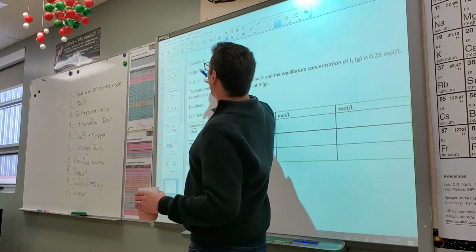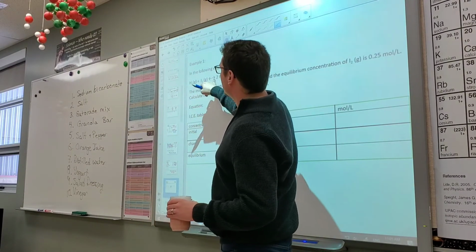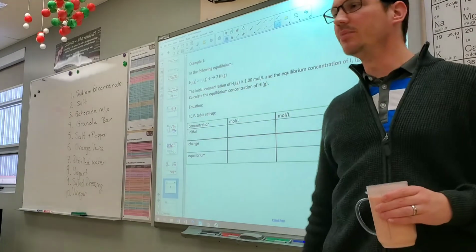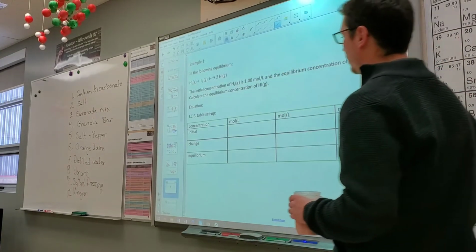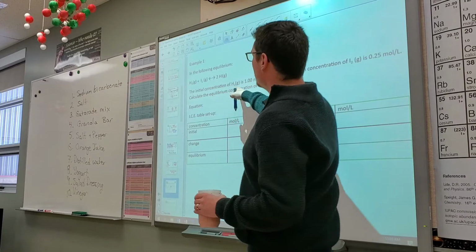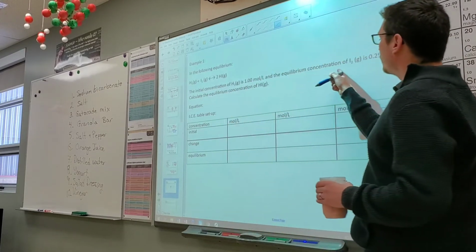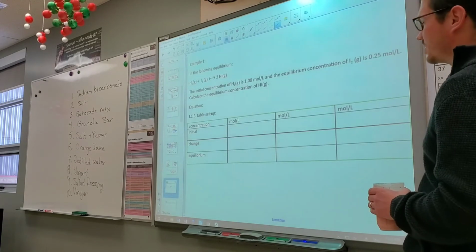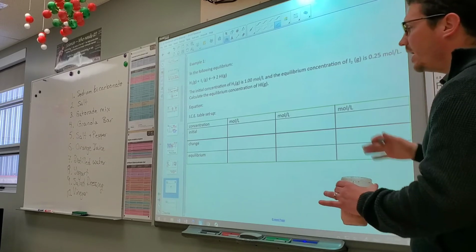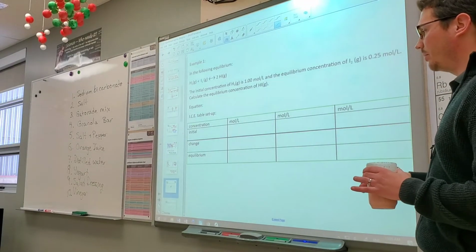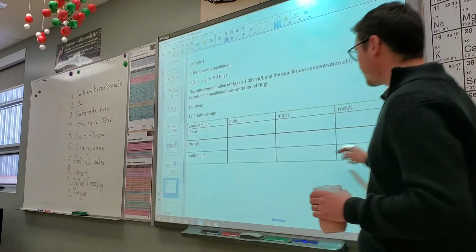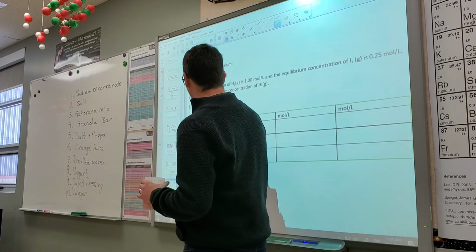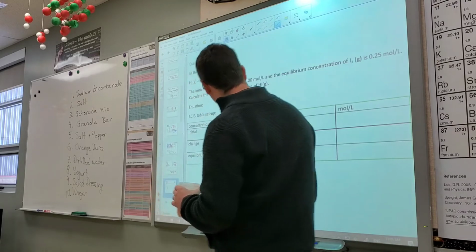In the following equilibrium, H2 plus I2 gas gives us, both ways, that double-headed arrow, 2HI. This is the exact same equilibrium reaction that we've been talking about for a little while. The initial concentration of H2 is 1 mole per liter, and the equilibrium concentration of I2 is 0.25 moles per liter. Calculate the equilibrium concentration of HI. The way I want you to set this up, you've got a table, and you've got the words initial, change, equilibrium, or you can just use I, C, and E.